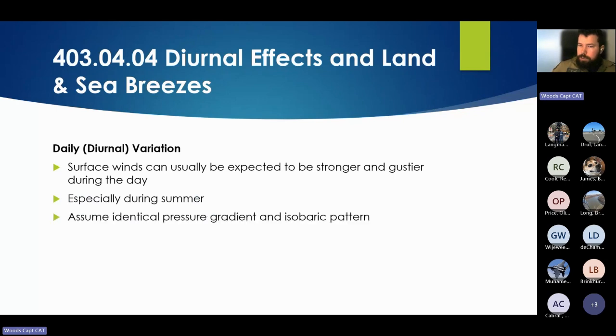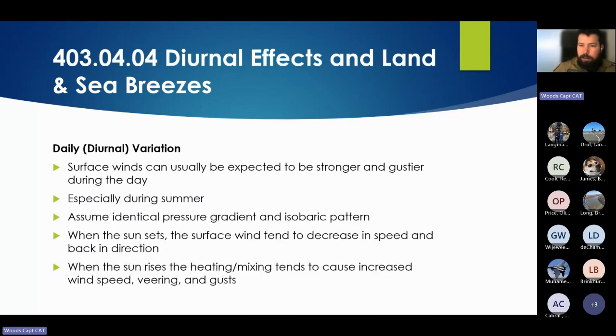Okay, so next is something called diurnal effects. This is a fancy name for the concept that throughout the day, the weather changes, in particular the winds. Diurnal essentially means over a day. As I mentioned before, in the middle of the day, especially when it's very, very sunny during the summer, that's when we're going to get stronger winds. And then as the sun sets, the winds are going to decrease in speed and back again.